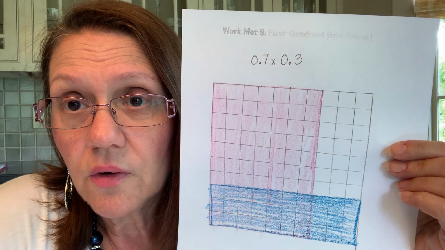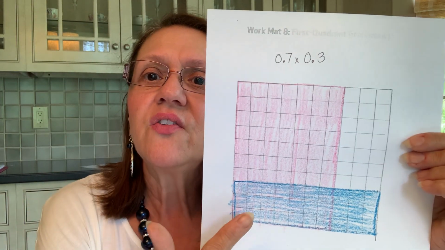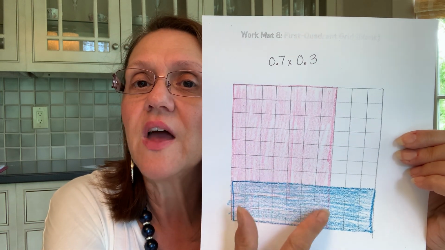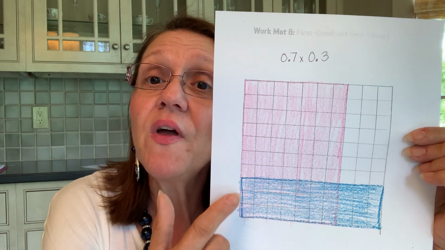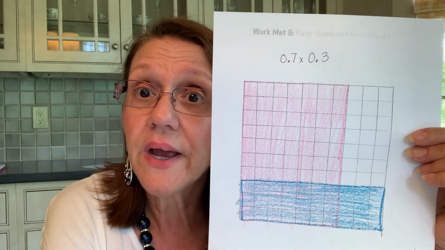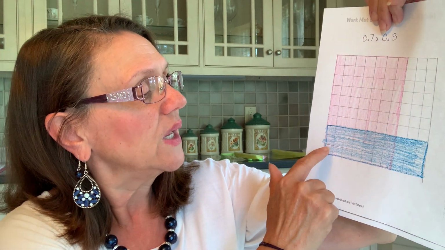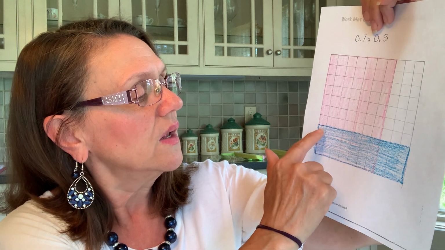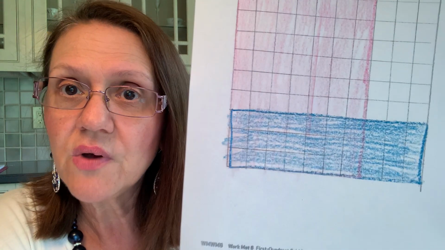So what's my answer? Here's the cool part. The answer is the number of little squares that have both colors in them. In this case, it's pink and blue. So if we count them all up, right, you can see that here I have 3 times 7. So I have 21 hundredths with two colors.